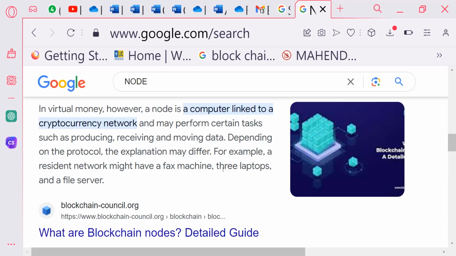May perform certain tasks such as producing, receiving, and moving data. Depending on the protocol, the explanation may differ. For example, a residential network might have a fax machine, three laptops, and a file server. Very good.